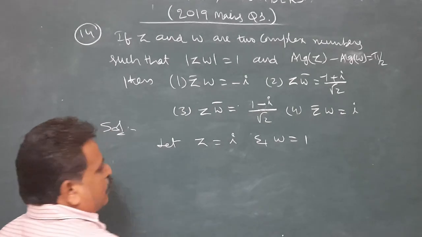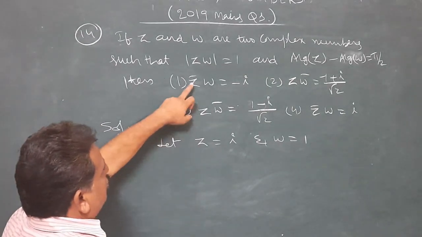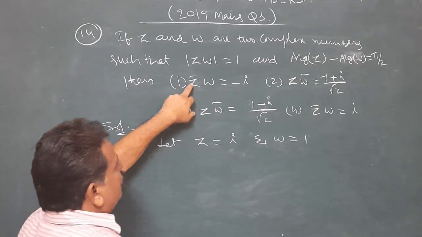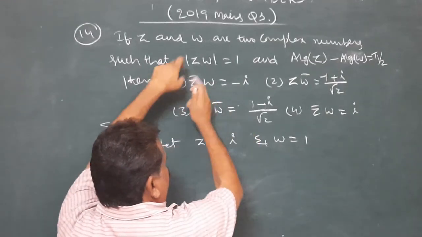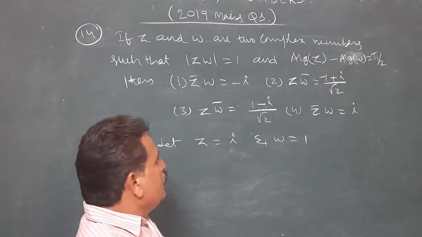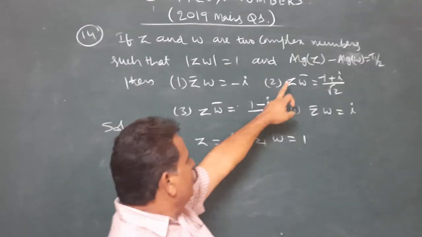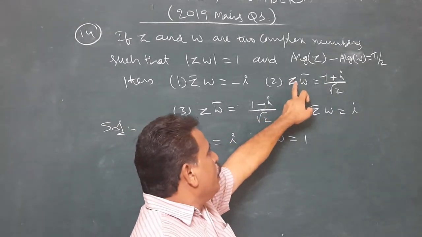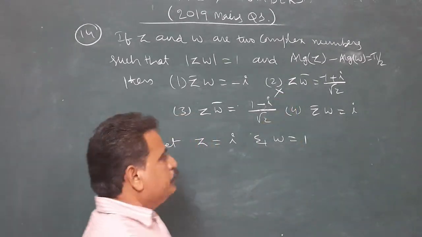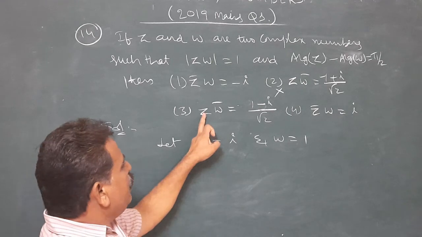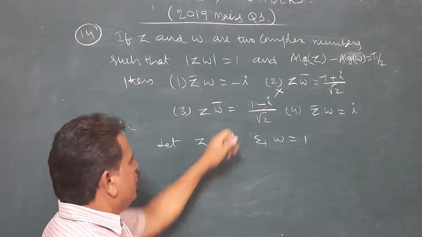Now, which option satisfies this? Look here. z bar is minus i, into 1, minus i. So the first option is true. Second, i into 1 bar, i, this value is i, w bar is 1, so it is wrong. Third, i into 1, that is also wrong.